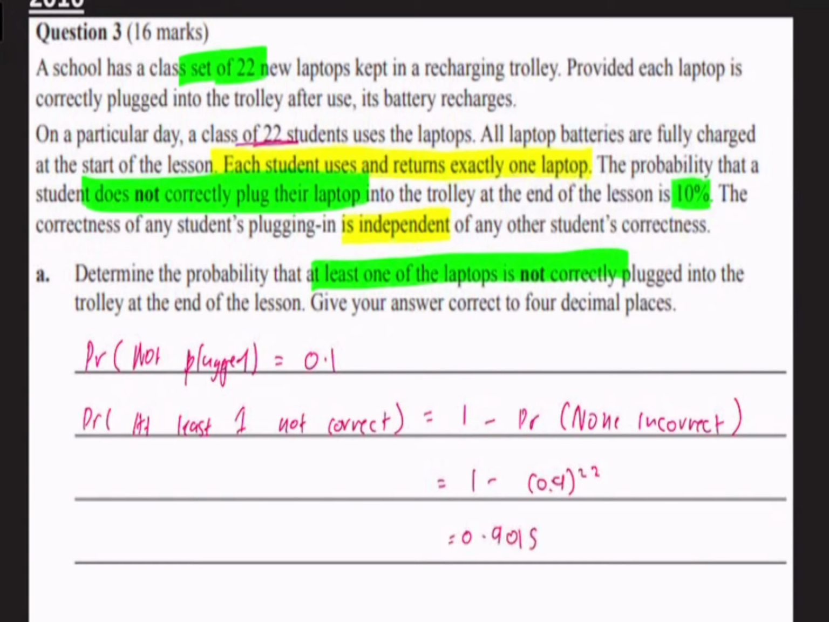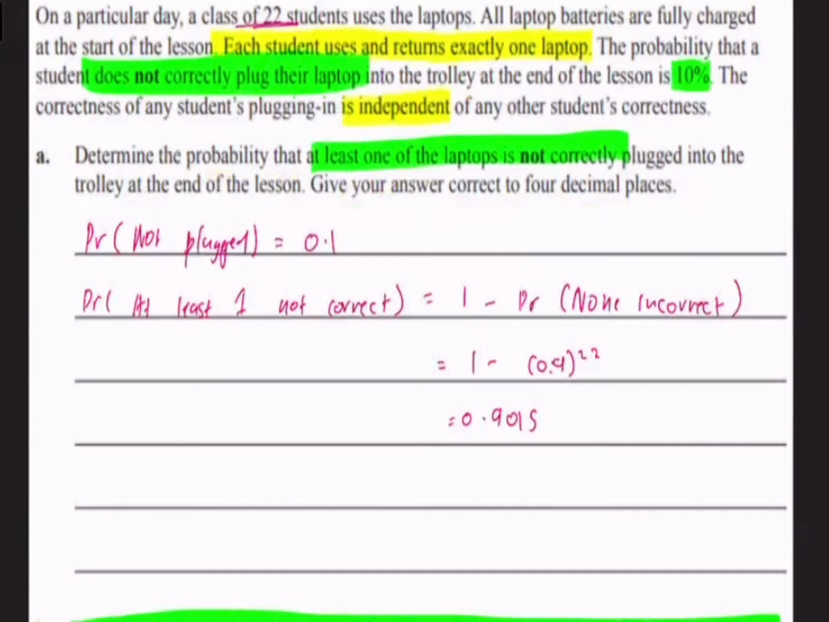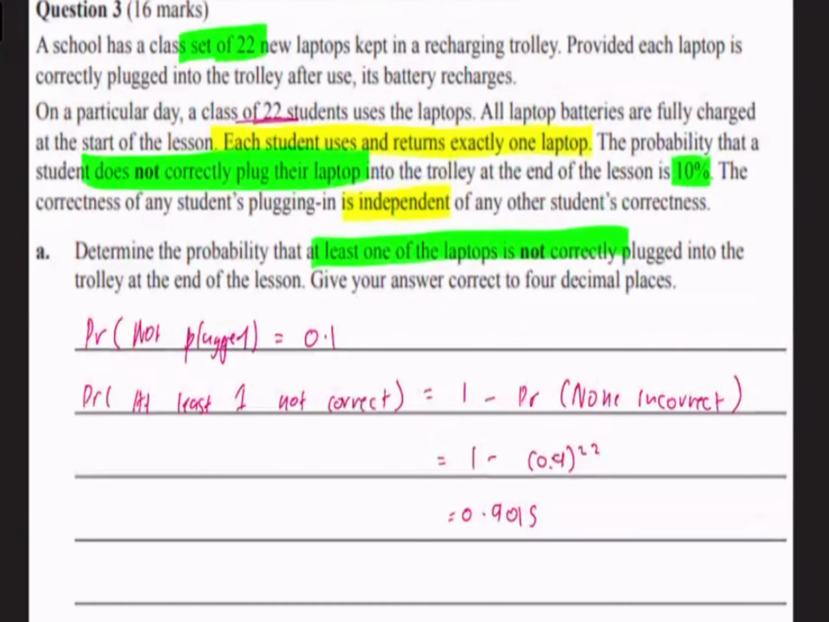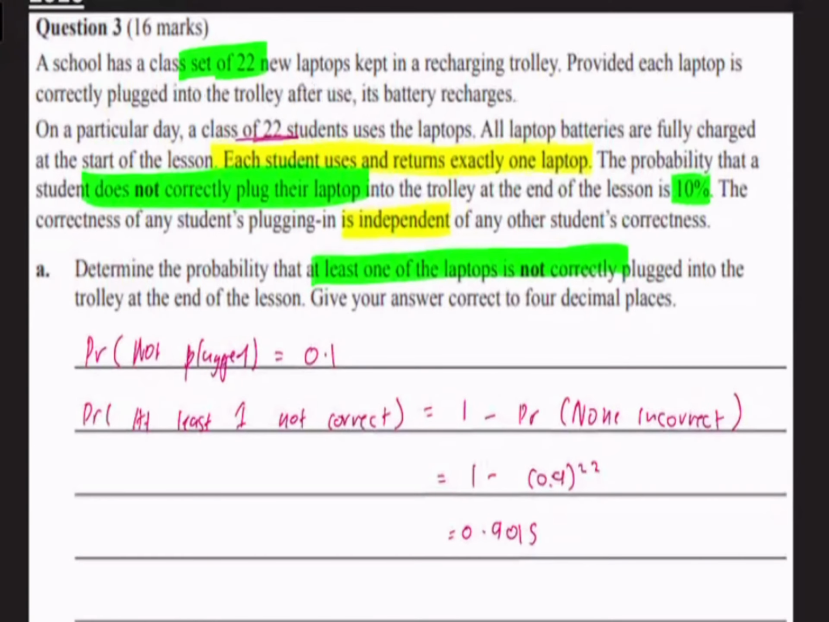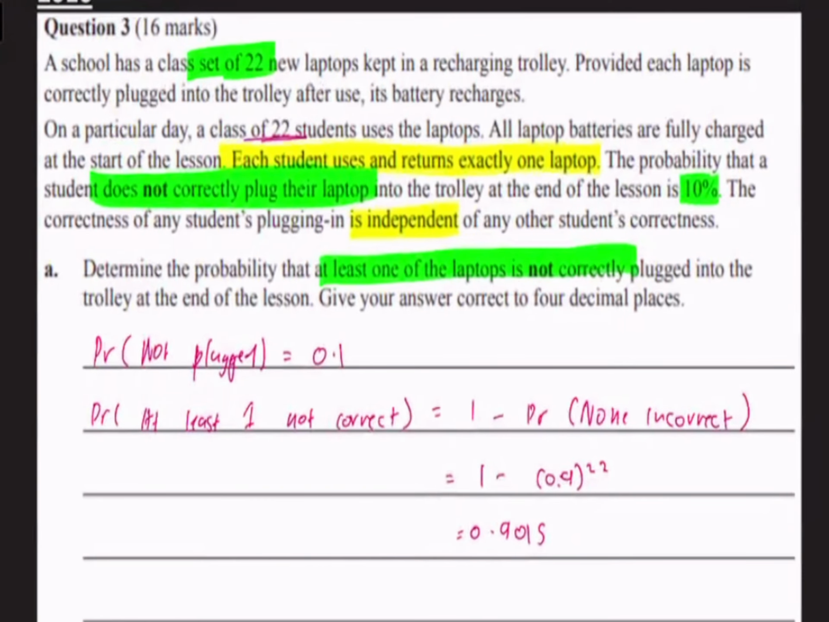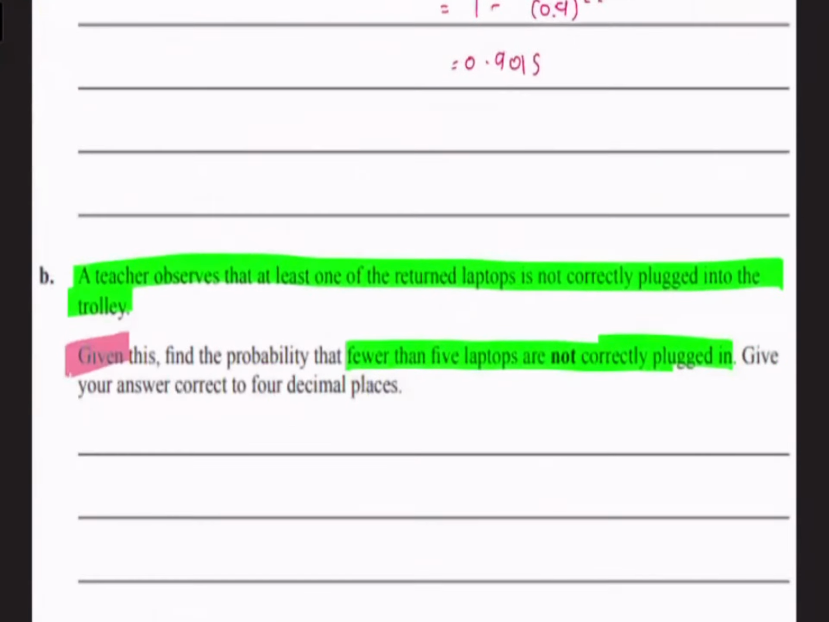As you can see, this question is binomial. Usually if a question doesn't state specifically that it's continuous probability, then you can kind of assume it's binomial. But also the question mentions one probability that it's plugged in properly, and the other that it's not. So you can kind of tell.